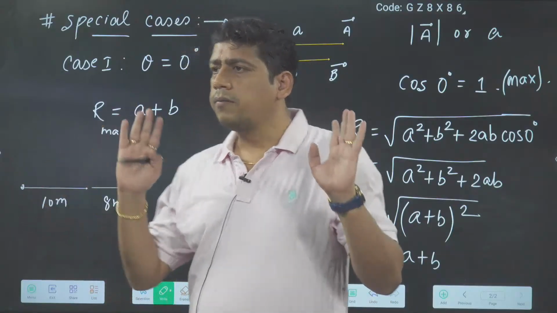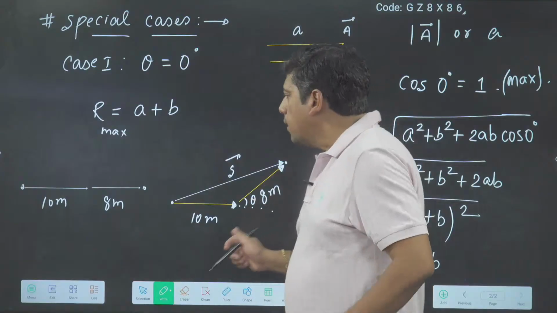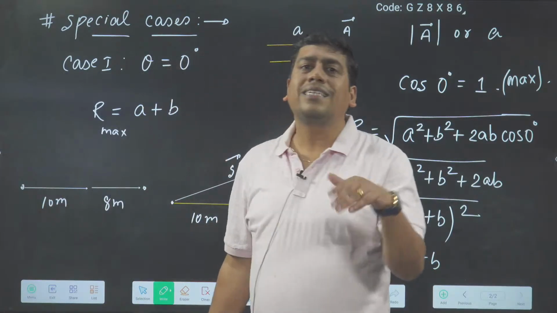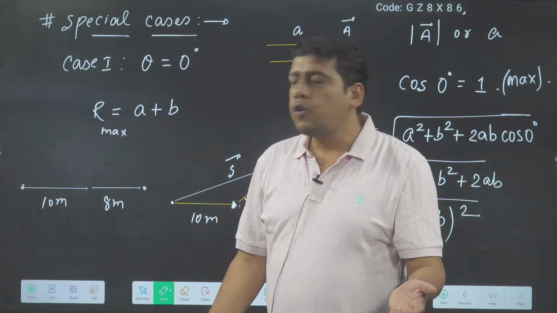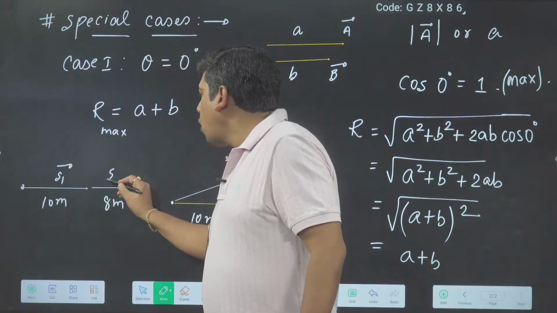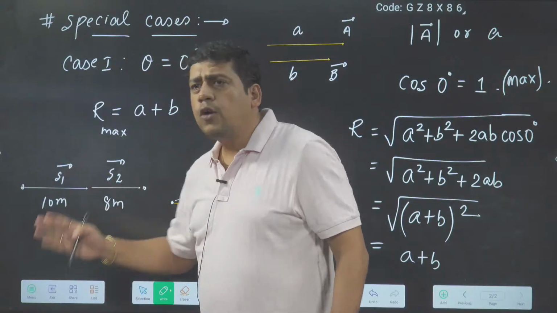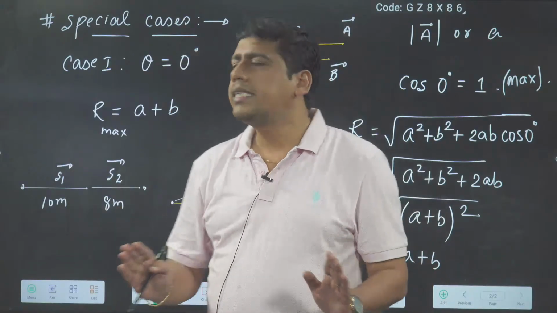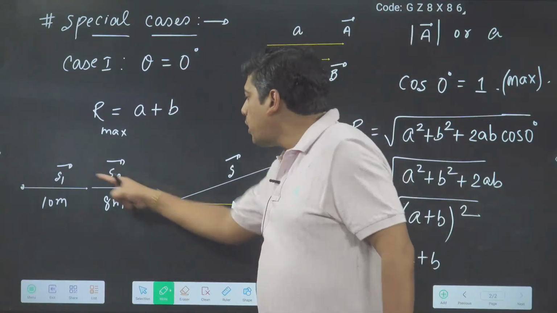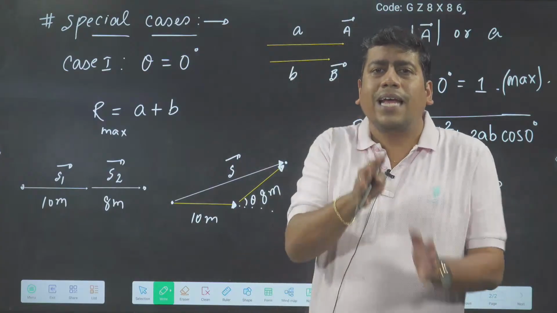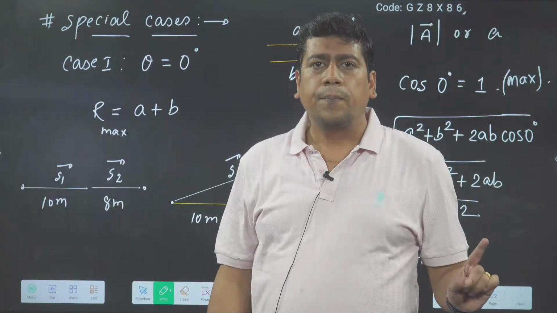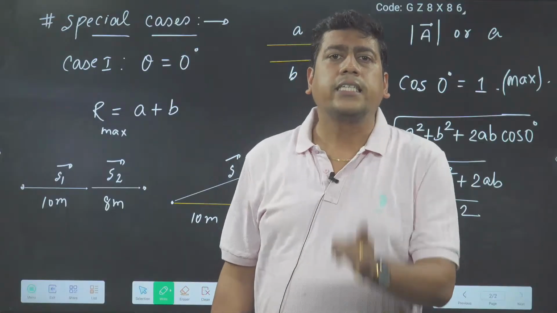Okay, very good. I just want to know if you are understanding or not. If you are going 10 meter and then 8 meter in the same direction, and you call this S1 vector and this S2 vector, again we are doing vector addition only. But since the angle between S1 vector and S2 vector is 0 degree, the resultant we get is simply S1 plus S2. But this is not the case every time. This is the case only when theta is 0 degree.